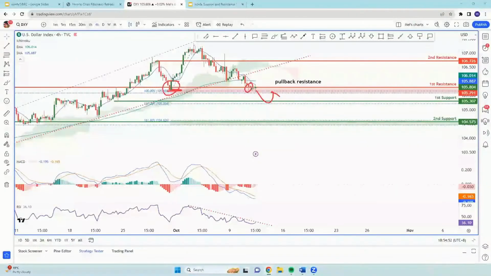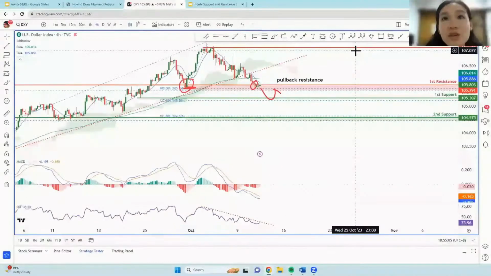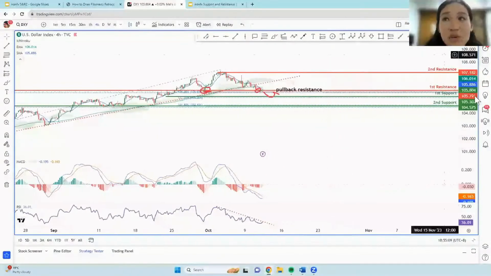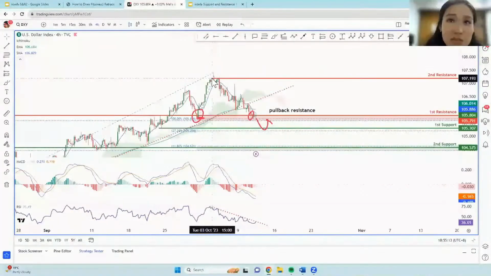Okay, the second resistance is clear to me. I mean, the first resistance should be at the peak. Oh yeah, you can place it here as well. It's just that I prefer my resistance and support levels not so far away from where price is currently at. But yeah, it can be at the peak as well.